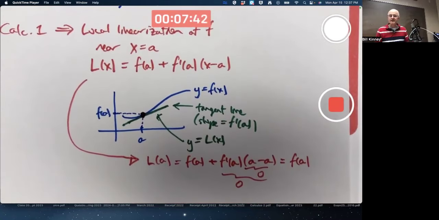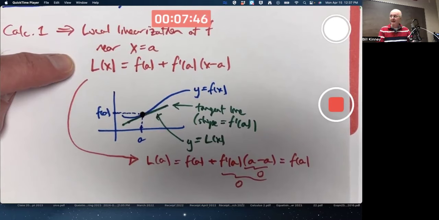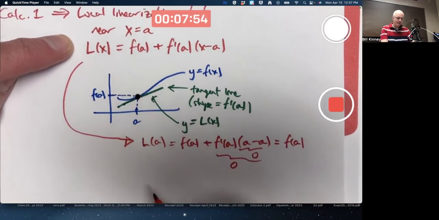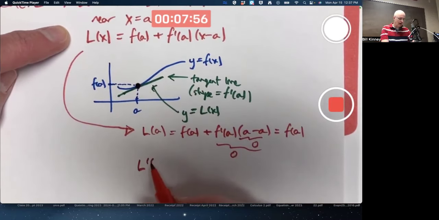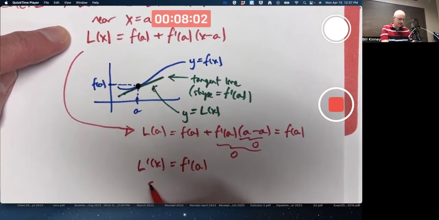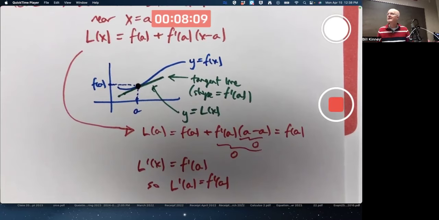They also have the same slope. As a function of x, where a is constant here, that's a linear function of x. Its derivative is the coefficient of the x term. Its derivative is f prime of a. In fact, that's true no matter what x is. L prime of x is a constant function, f prime of a. So also L prime of a equals f prime of a. The graph of L is a straight line. It's got a constant slope.